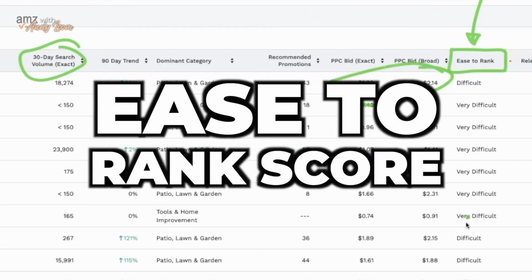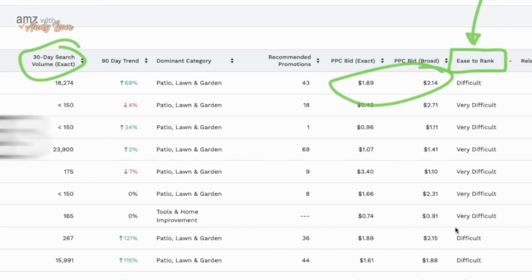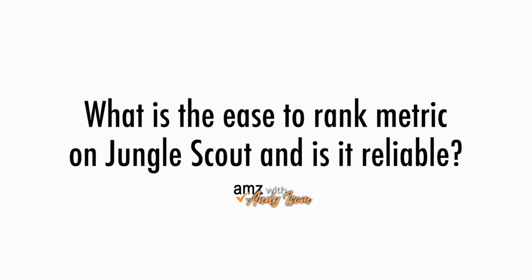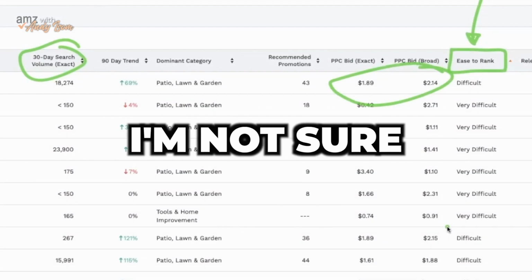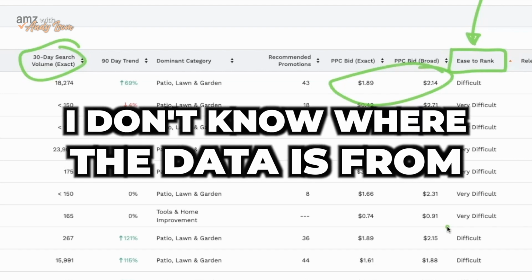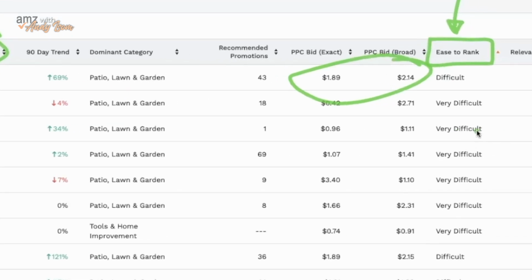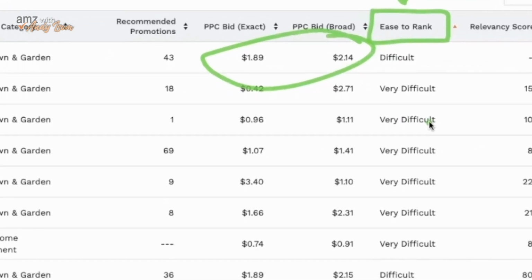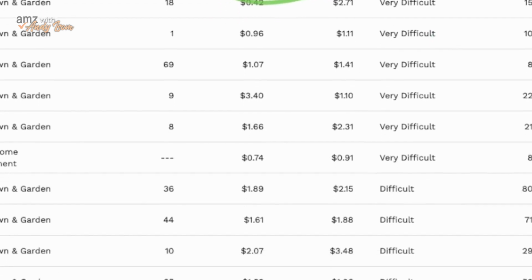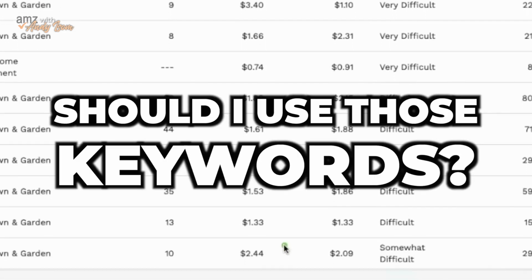So is it relevant? Yes, I think it's relevant. But going to the question, is it a reliable metric? How accurate is it? I'm not sure because I just don't really know exactly where the data's from, but I would take this data with a grain of salt as far as whether or not it's a hard yes or no that you should include those keywords simply because they said very difficult. Just because it said very difficult or extremely difficult or difficult, I would not let that affect my decision as far as should I use those keywords.